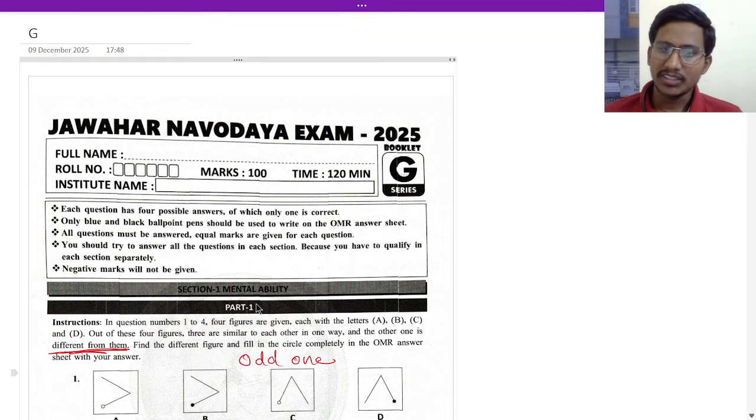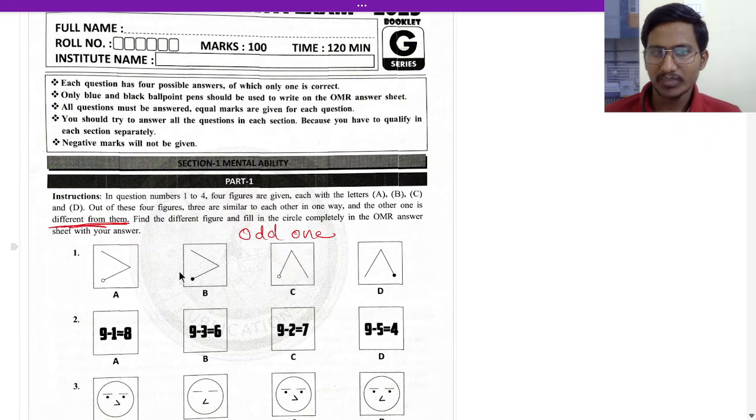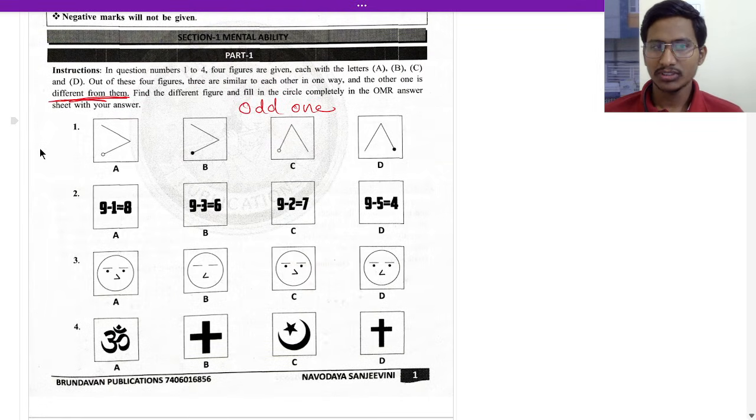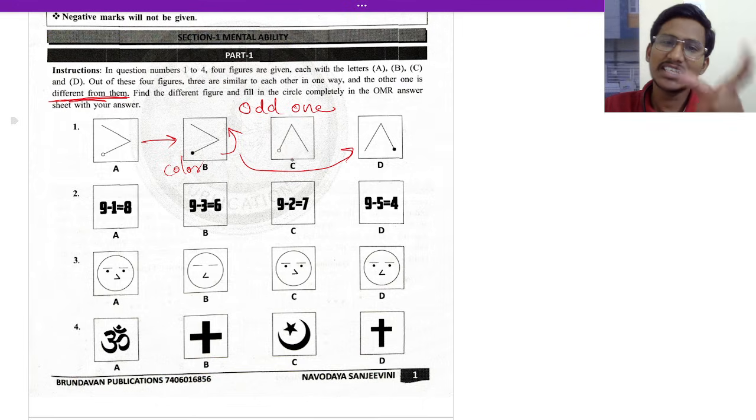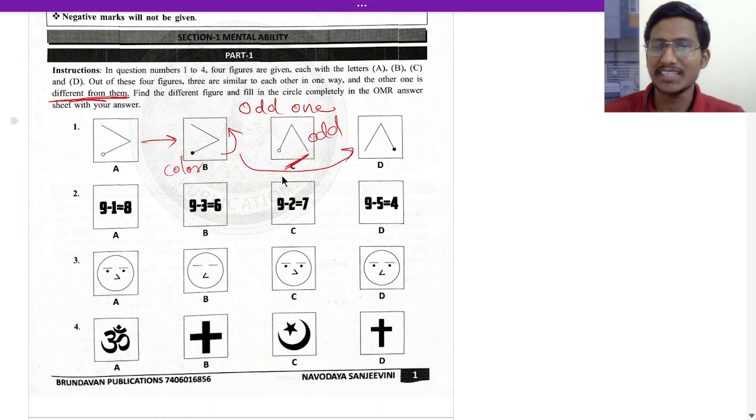So the first part is odd one out, right? So the answer for the first one will be what? If you rotate this, it is the same, just the color is different, right? Here, and then this, if you rotate anti-clockwise, you will get option D. So C will not come. So the odd one will be C.